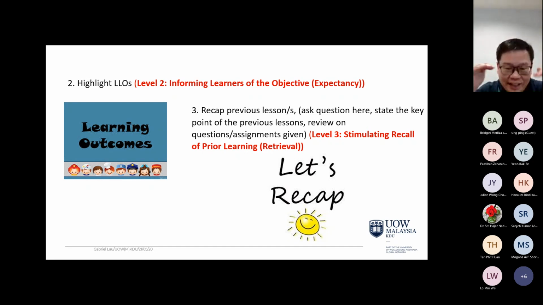This is called linking. So we want to link what the students have learned before to what they are learning today, because every lesson basically is continuous. There is continuity. Under Gagne, it is called retrieval, stimulating recall of prior learning. So they want to retrieve in the way that they are stimulating the recall. Oh yes, last lesson we learned that, and how last lesson will link to today's lesson. So that is number 3.